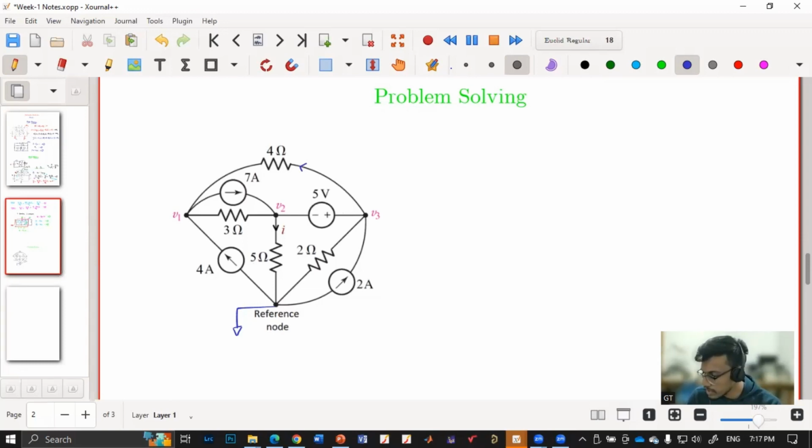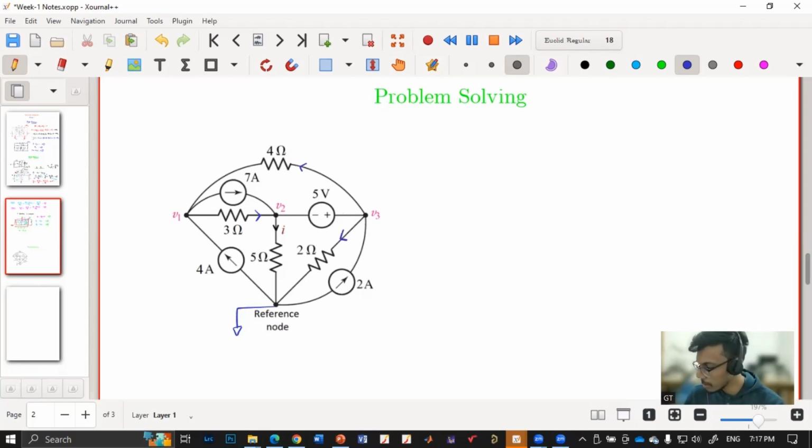In 3, if no one is saying, I'll assume left to right. And in 5 they have already given I, so I'll go with their convention. And for 2, how should I consider, from bottom to top or top to bottom? You tell me any convention, we'll go with that. Top to bottom. Okay, so now we have assumed the current direction.